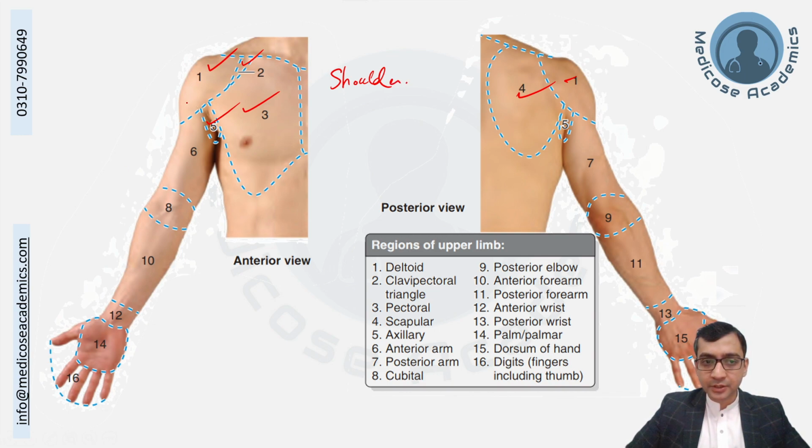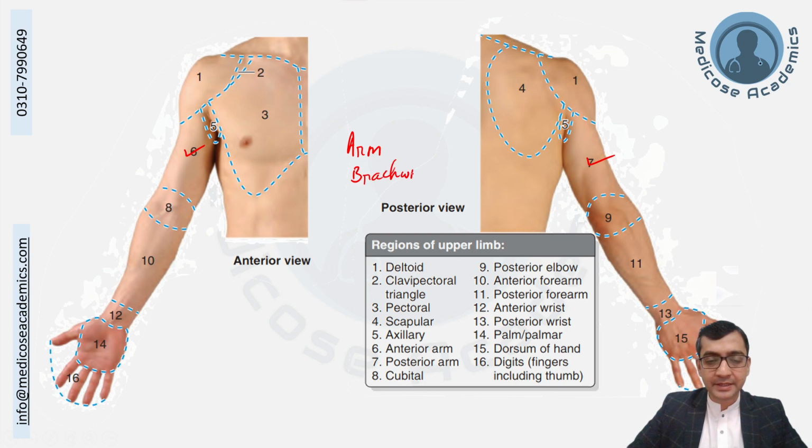Then there is a region between the shoulder joint and the elbow joint. Here it is marked with number 6 anteriorly and number 7 posteriorly. This is basically the arm region. In anatomy, we frequently use the word brachium. Then here is the dividing point between the arm behind and the forearm in front of it.